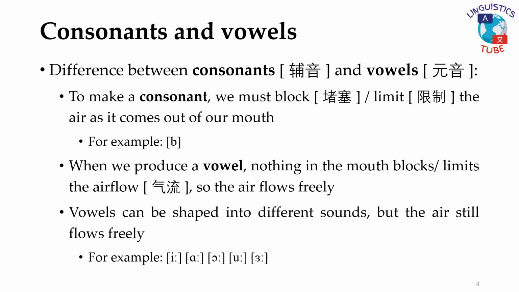On the other hand, when we produce a vowel, nothing in the mouth blocks or limits the airflow, so the air flows freely from your throat to your mouth. Of course, we can change the shape of the mouth and position of the tongue to create different vowels, but the air still flows freely. Here are some vowels: e, r, o, u.